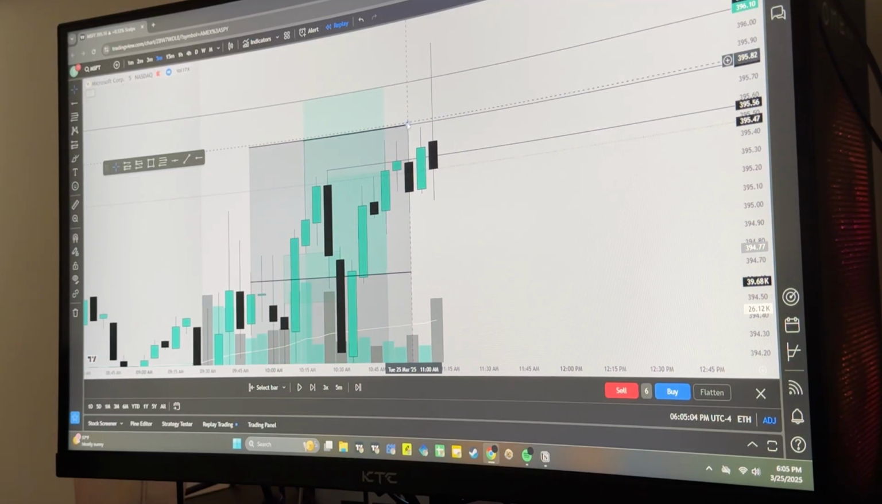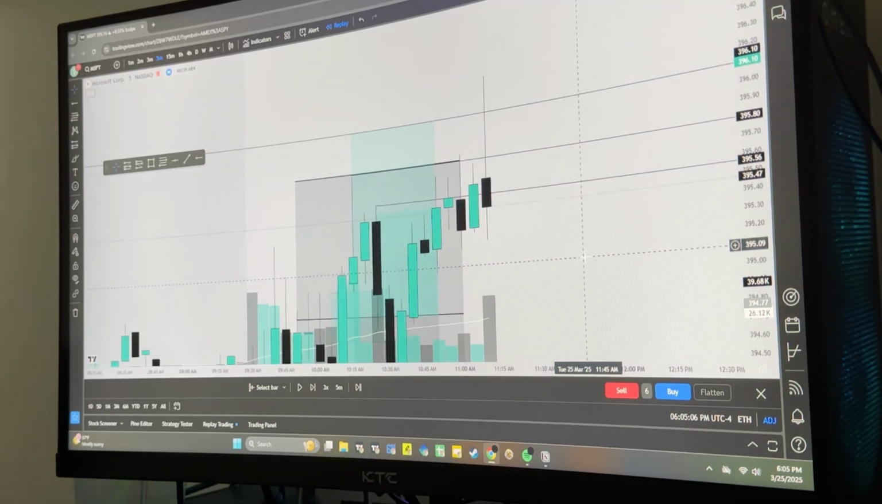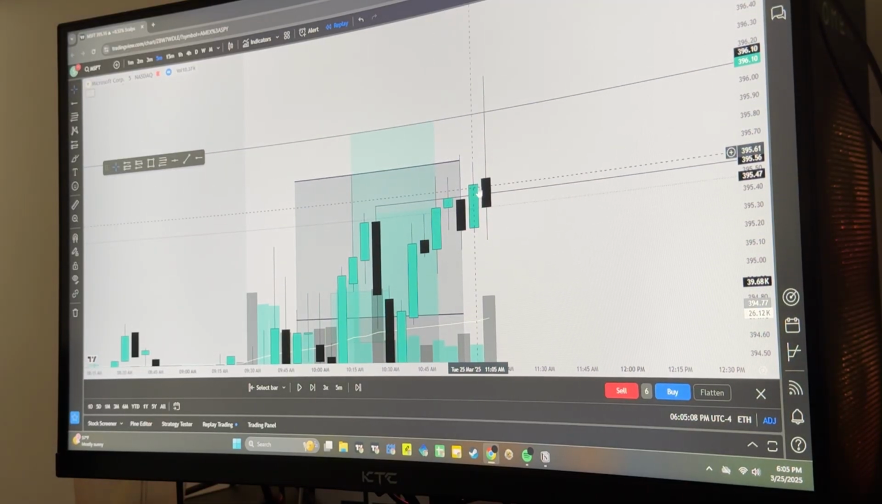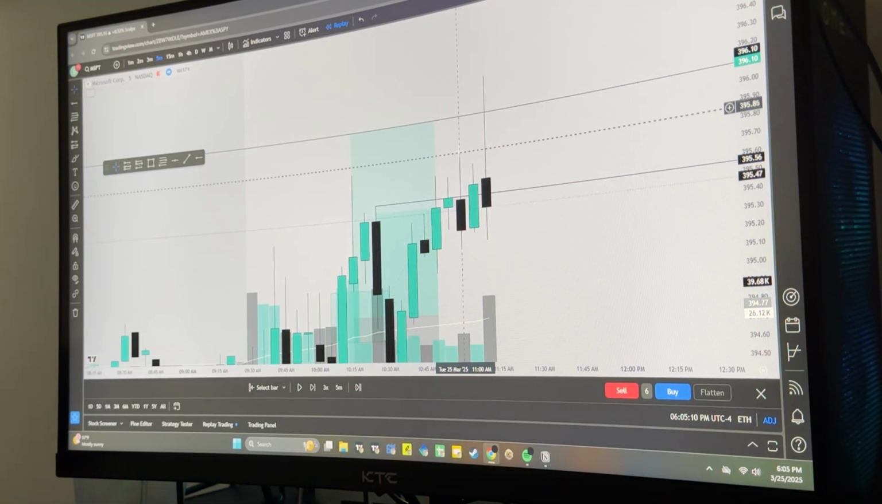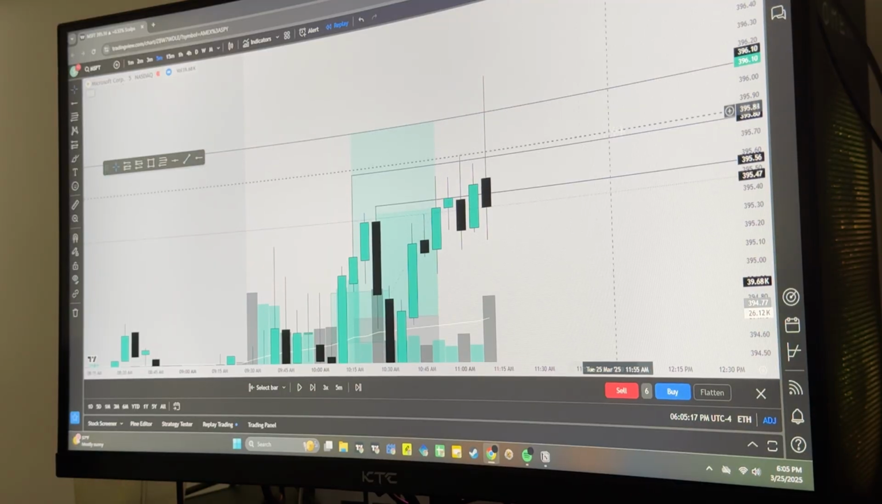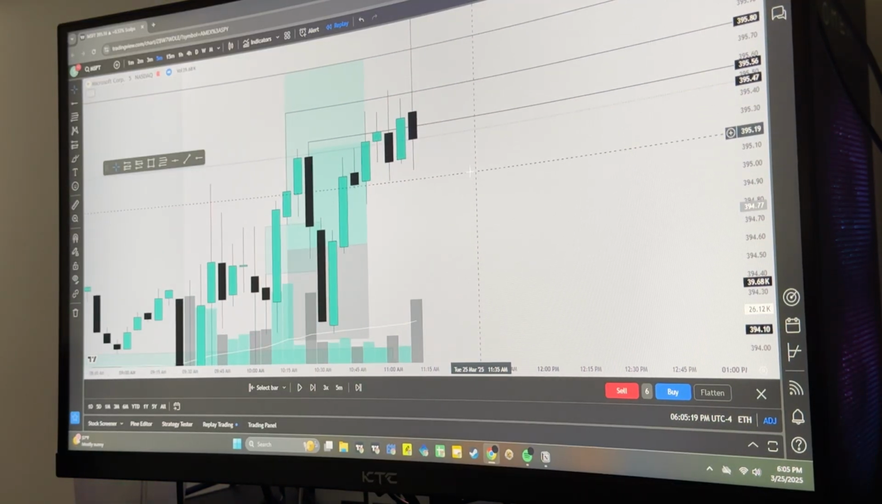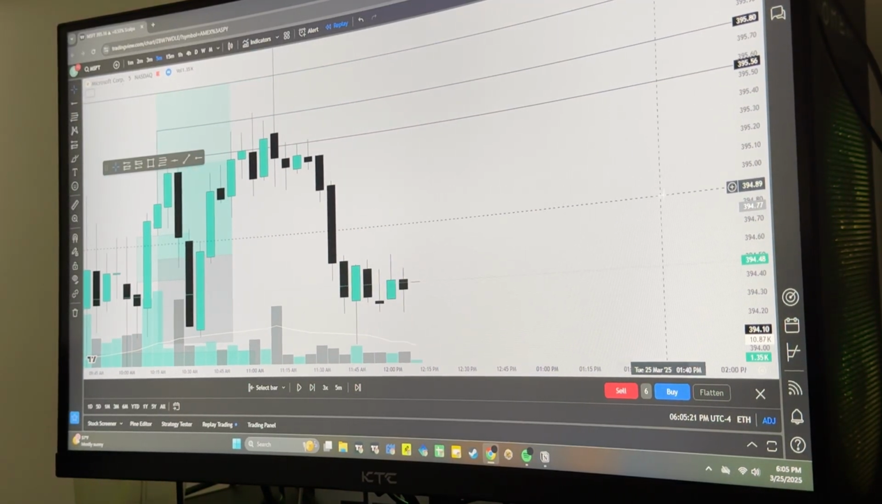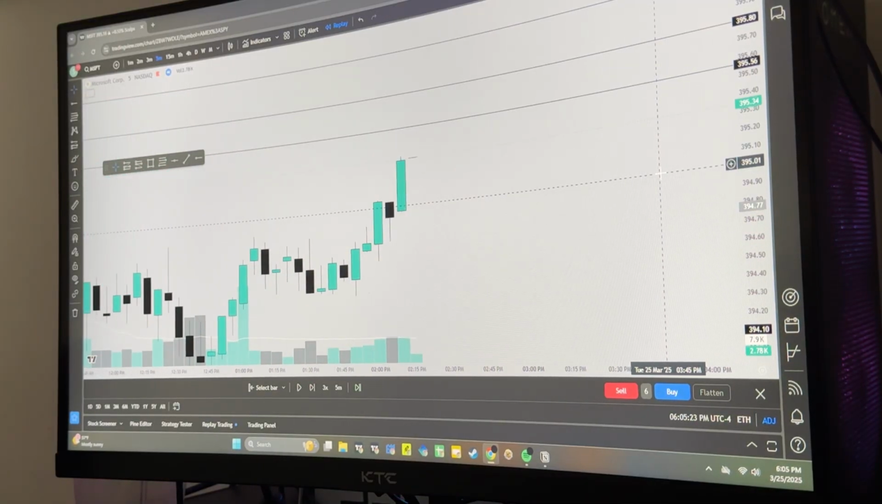Price kind of chopped around. Here there's a wick. I don't know if you could see it. If I get rid of that, maybe. Yep. So we ended up hitting, this was my second right there. And then this was my final take profit, which price hit and then immediately just chopped and reversed and then just moved slow the rest of the day kind of.